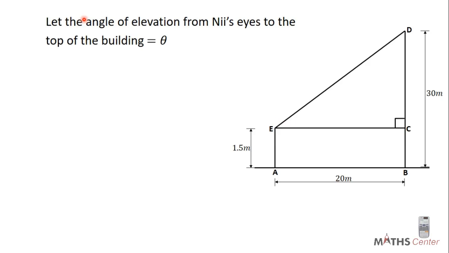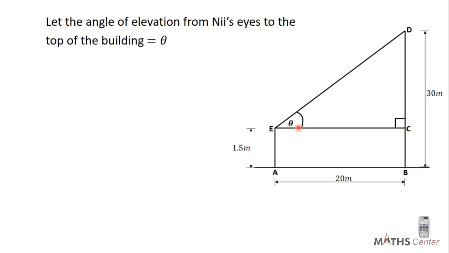So you say that let the angle of elevation from Ni's eyes to the top of the building equal to theta. So this angle here is theta. So from this diagram, we are looking for theta. Okay, to help us find theta, we need at least two sides of this triangle ECD or EDC. We need at least two sides of this triangle to help us to find theta.